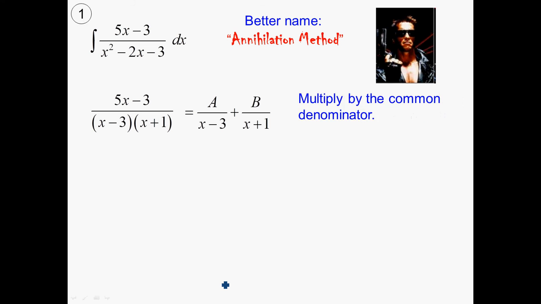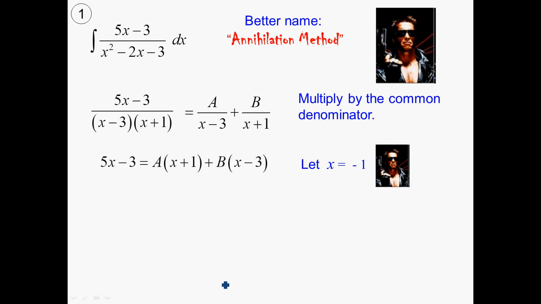Anyhow, I am multiplying by the common denominator. Now, remember, because I have an equal sign, and what's on the left is equal to what's on the right, and I have these x's, and this is all linear stuff, so the domain is all real numbers. Well, of all the real numbers in all the universe, how about I let x equal -1 and see what happens? Do you see why Arnold is here? What happens when you let x be -1?